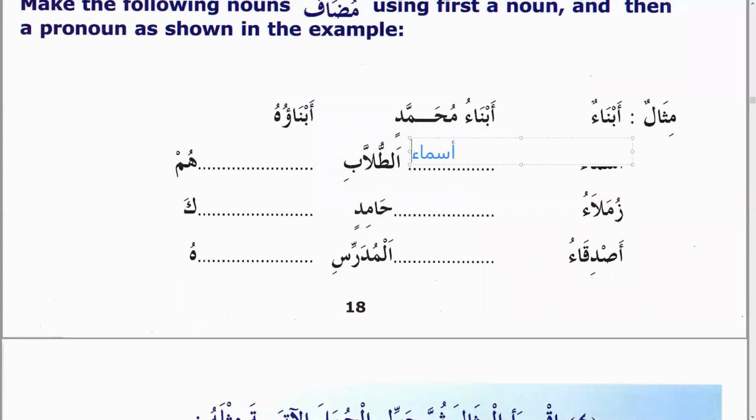The first word is the mudaf. It doesn't take tanween nor alif lam. Asma'ut tullabi. And the second word is always majroor. Majroor. Right? And this is also the same thing. Asma'uhum, their names. This is also mudaf and mudaf ilayhi.